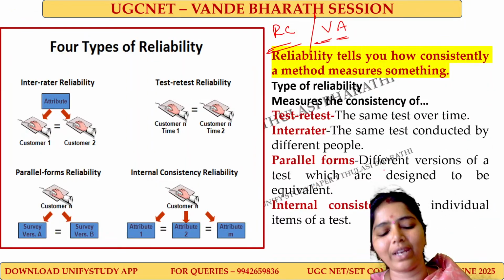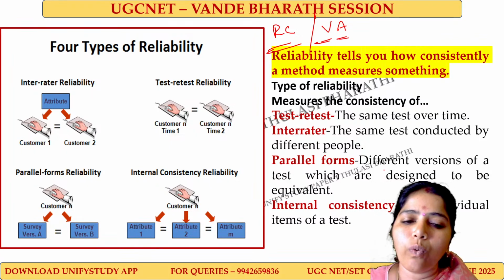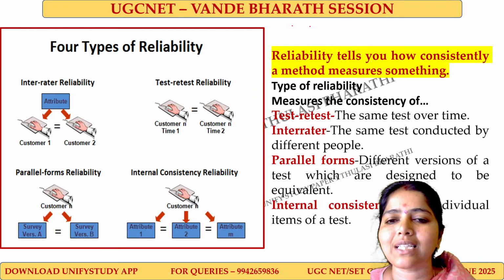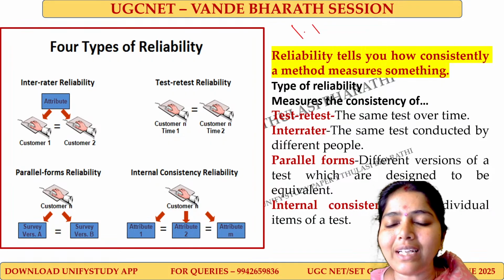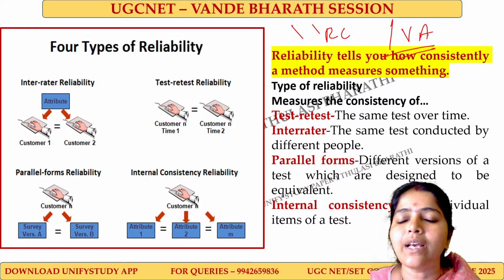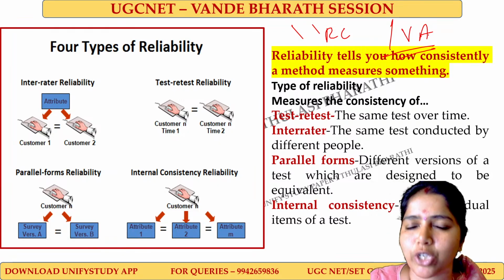And next we move to a very important one, reliability and validity, the characteristics of research. What do you mean by reliability? Reliability means consistency, and validity means accuracy. So reliability says how consistently a method is measuring something.